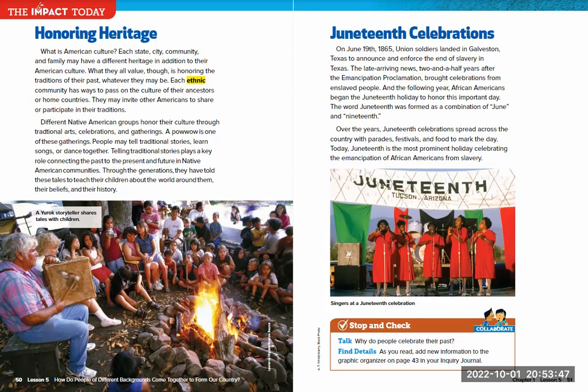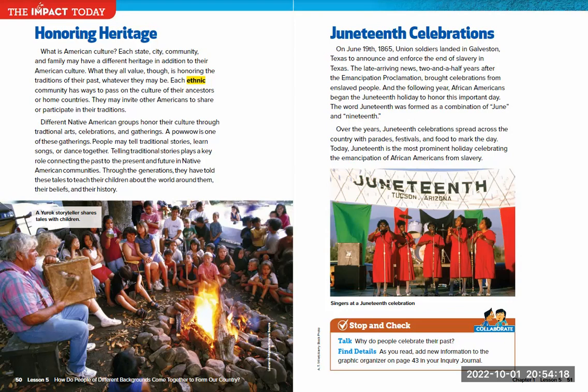Telling traditional stories plays a key role connecting the past to the present and future in Native American communities. Through the generations, they have told these tales to teach their children about the world around them, their beliefs, and their history. Here we have an image of a Yurok storyteller sharing tales with the children. And we have a fire going as well as what seems like a drum.